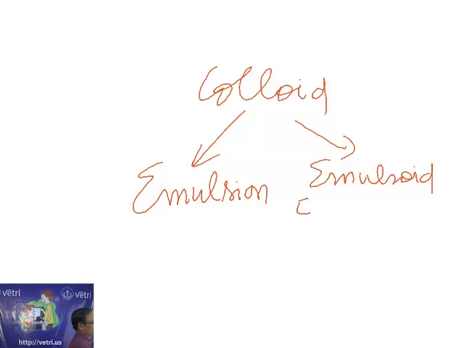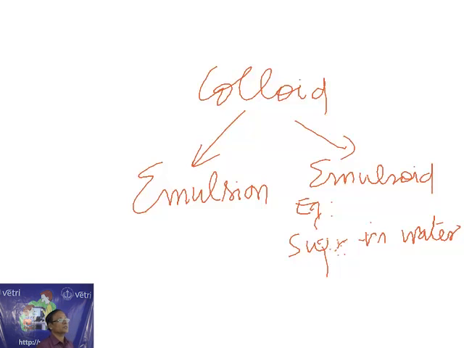The example for emulsoid is sugar in water or salt in water. Sugar dissolved in water. So here we have the dispersal medium and the dispersal phase. The dispersal phase is the solute and the dispersal medium is the solvent, thoroughly mixed with one another. You can stir the sugar in water and it is completely dissolved.